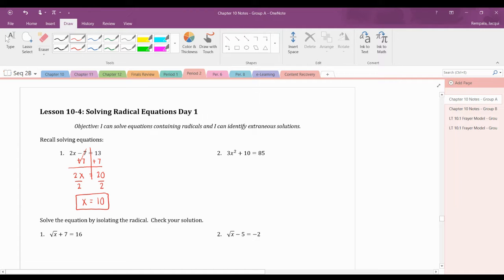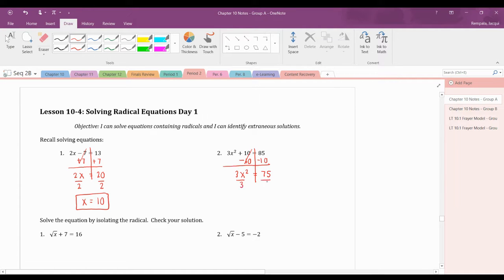The second problem here is something that we did back in chapter 9 of this semester. So notice that 3x squared plus 10 equals 85. Want to start off the same way as we did with the last problem. There's two numbers on the same side as the variable. We got to get the variable by itself. Move numbers that are not attached. So that means I'm going to subtract the 10. That gives me then 3x squared equals 75.